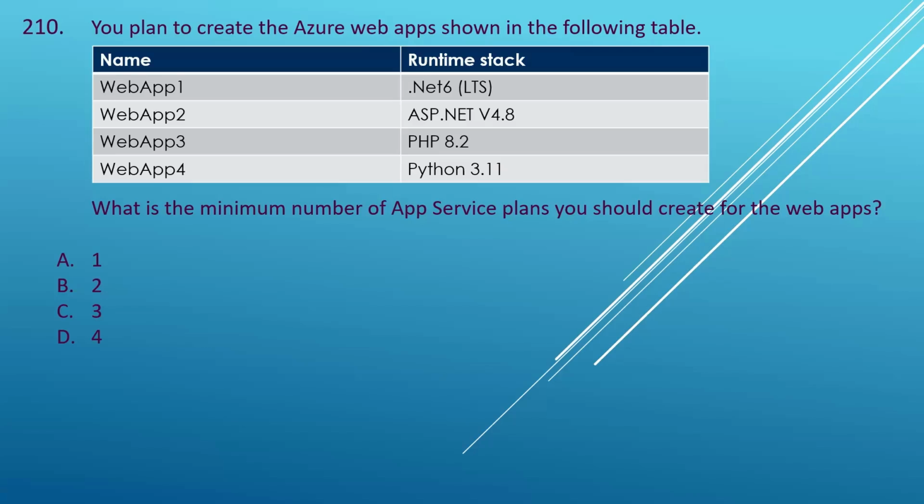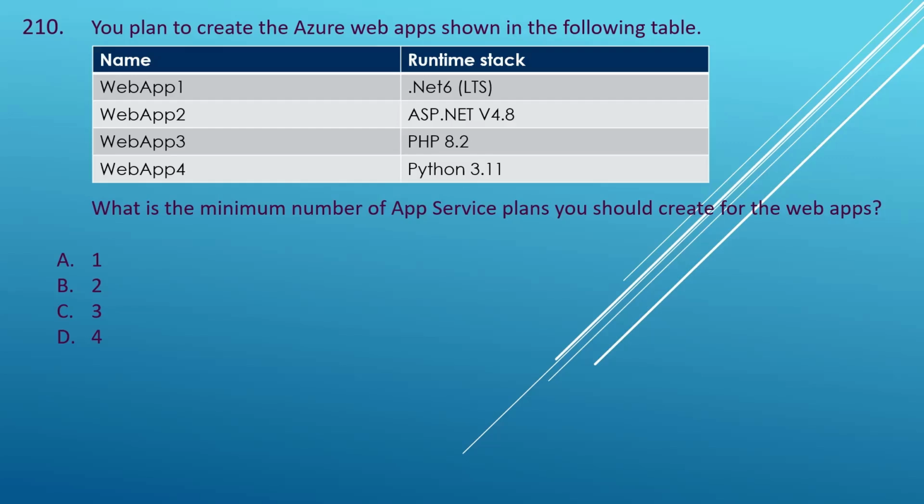The runtime stack for Web App 2 is ASP.NET version 4.8. And the runtime stack for Web App 3 is PHP 8.2. And the runtime stack for Web App 4 is Python 3.11. What is the minimum number of app service plans you should create for the web apps? And your options are 1, 2, 3, and 4.